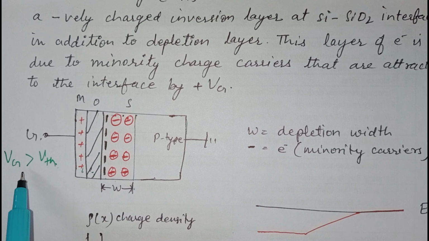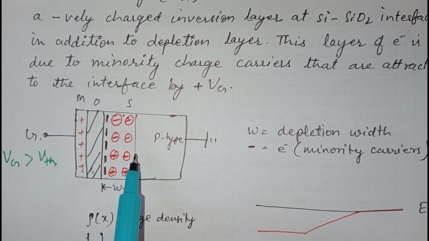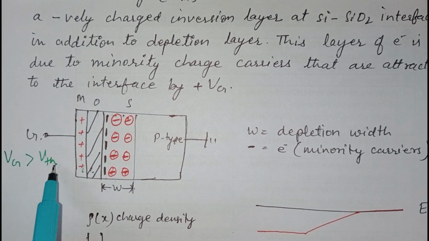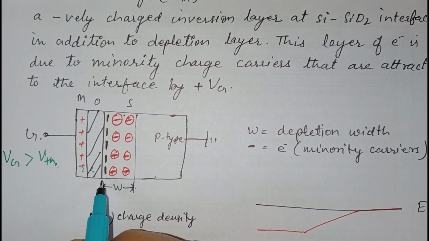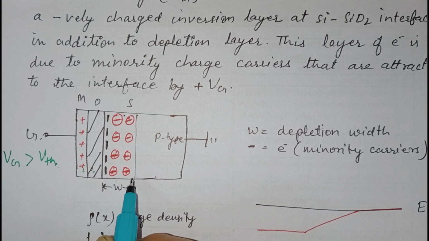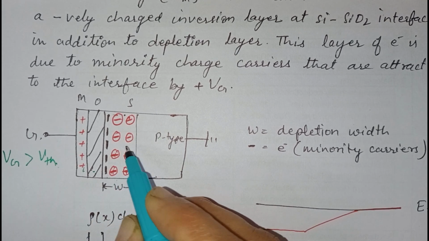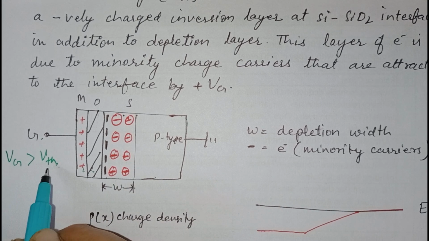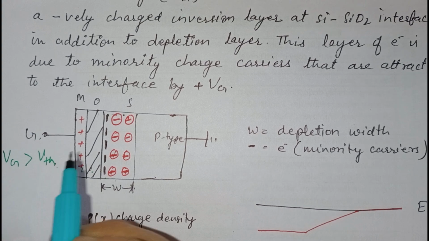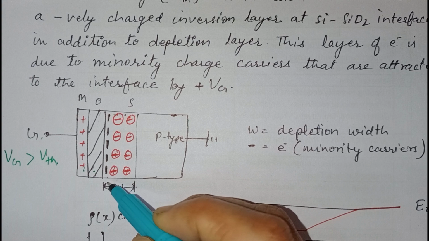If we apply a voltage that is greater than the threshold voltage at the gate, this MOS capacitor will work in the inversion mode. If the voltage is less than this threshold voltage, this will be in the depletion mode. In the depletion mode, there will be only this depletion region, meaning only the acceptor ions will be there. These are immobile ions. But if the voltage at the gate is greater than this threshold voltage, there will be the accumulation of negative charges, meaning the electrons.